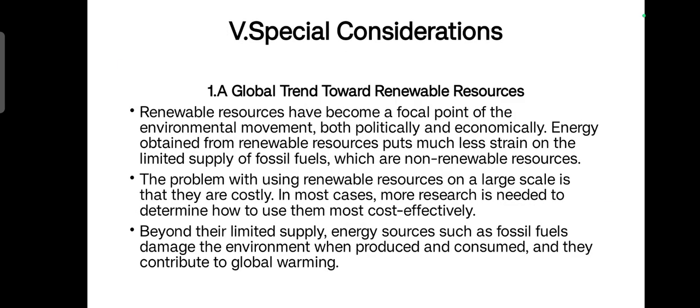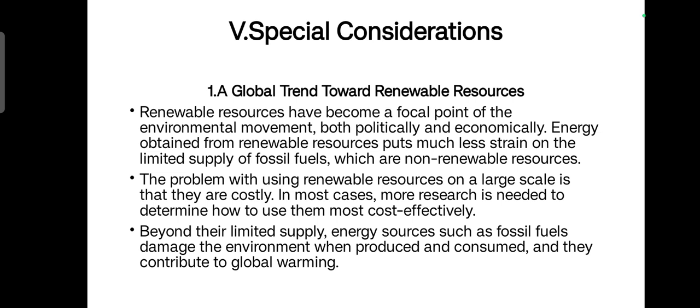Special considerations. Number one is the global trend towards renewable resources. Renewable resources have become a focal point of the environmental movement, both politically and economically. Energy obtained from renewable resources puts much less strain on the limited supply of fossil fuels, which are non-renewable resources.